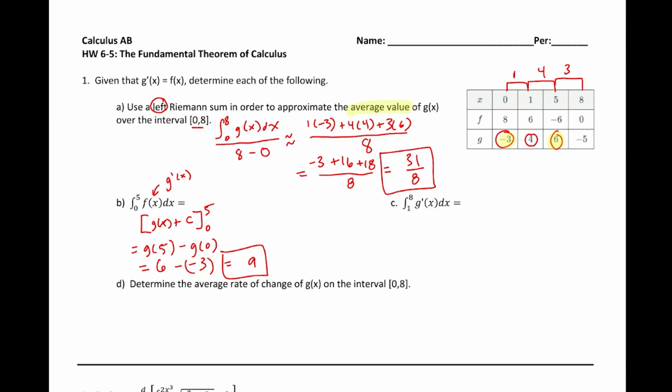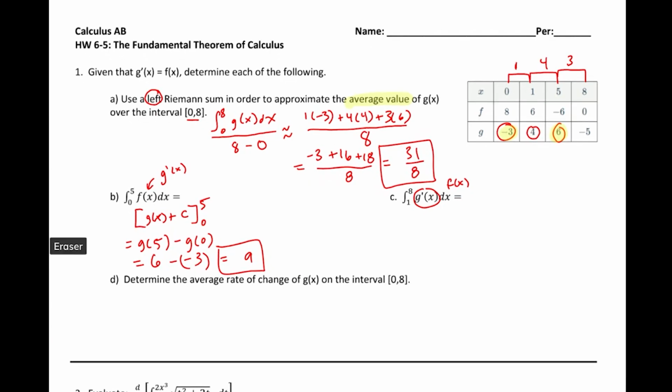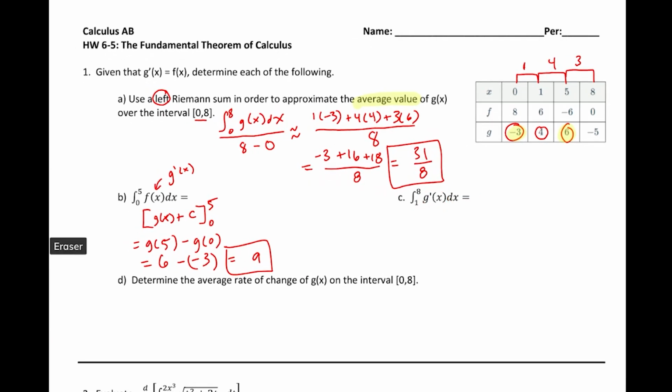So kind of interesting here that because we have these specific values of the antiderivative of f, we're able to exactly find the definite integral from 0 to 5. All right, part C, we're asked to find the integral of g prime. And so remember, g prime, that's really just f of x, right? So these are the same function, just named differently.